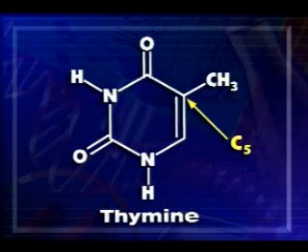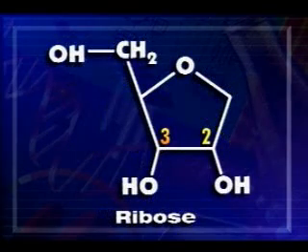A closer look at thymine shows a methyl group at carbon 5. Otherwise, all other parts of the thymine molecule are identical with uracil. The sugar of RNA is ribose. Ribose is a 5-carbon sugar. Like glucose, it can be written as a cyclic compound. Note especially in this structure the hydroxyl groups at carbon 2 and carbon 3.